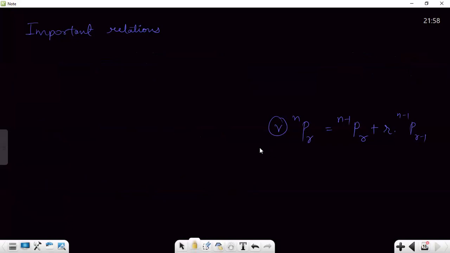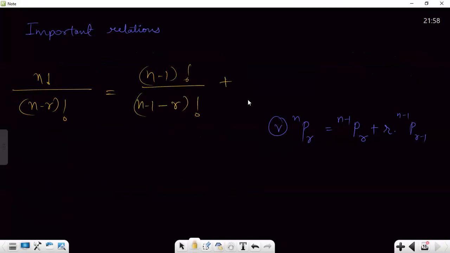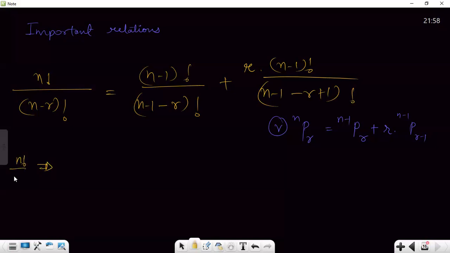Okay, got it. Fifth property. The left hand side n factorial divided by n minus of r factorial equals n minus 1 Pr. So n minus 1 factorial divided by n minus 1 minus of r factorial plus r into n minus 1 factorial divided by n minus 1 minus of r plus of 1 factorial. Okay, let's now solve it. First let's solve this one. Minus 1 plus 1 cancels.